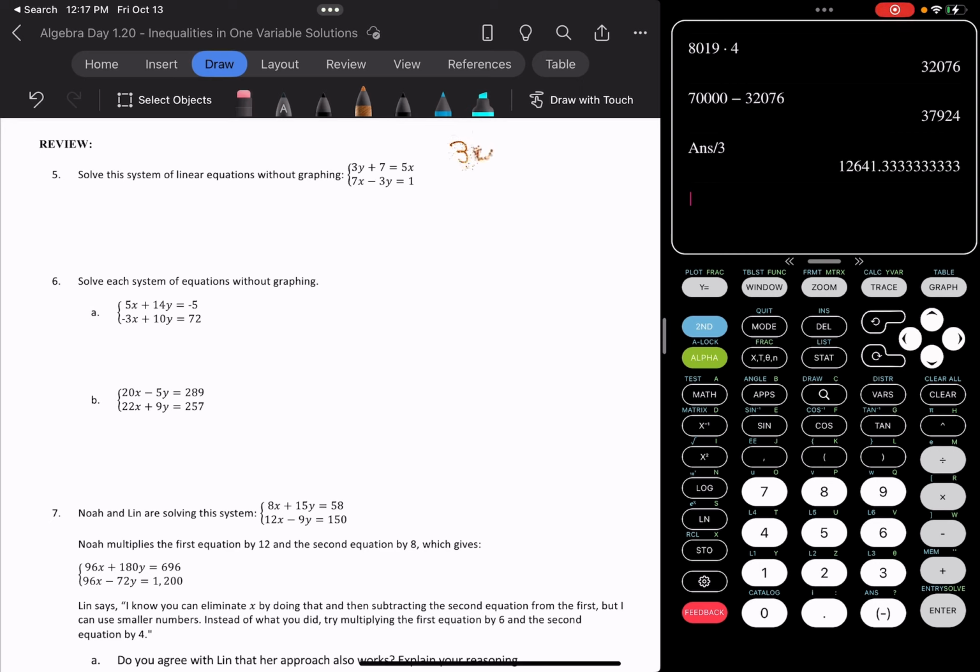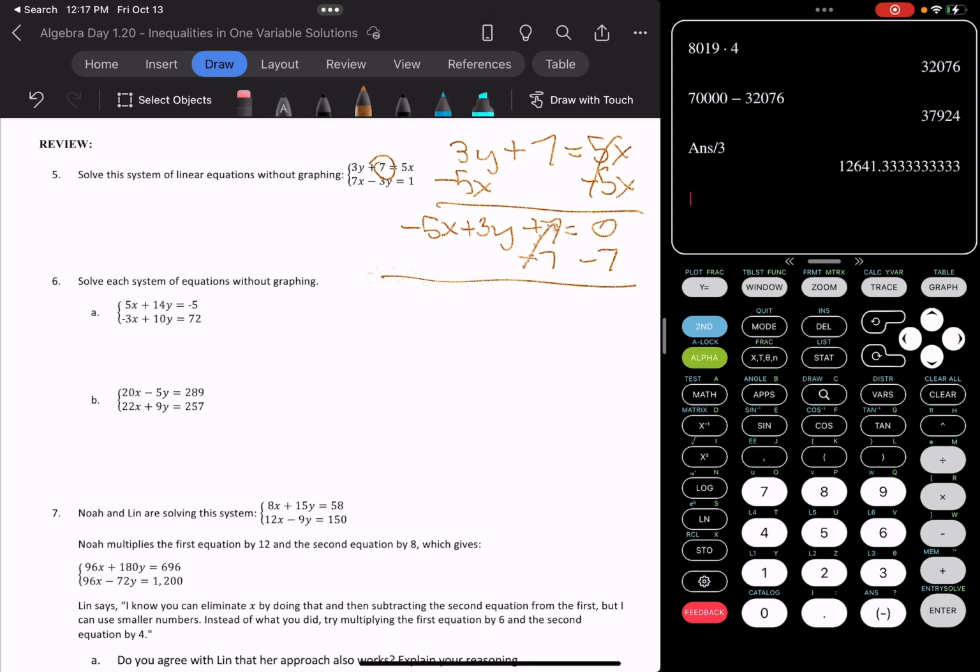So if we have 3y plus 7 equals 5x, I'm going to start by subtracting 5x on both sides. This will give me, on this side, negative 5x plus 3y plus 7 equals 0. Now I need the 7 to be on the other side, so I'm going to subtract 7 from both sides, and I'll get negative 5x plus 3y equals negative 7.